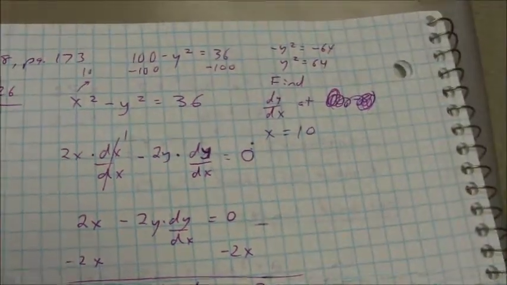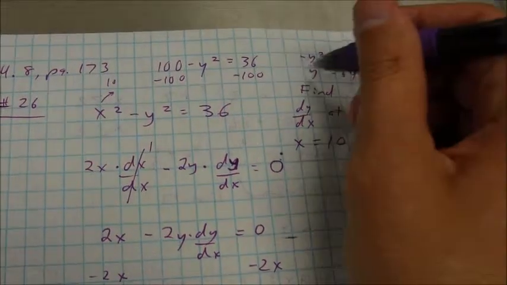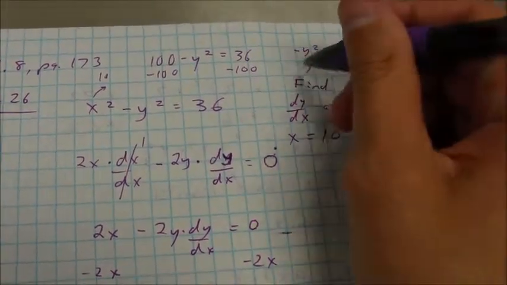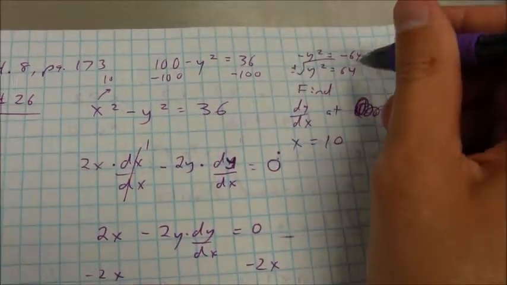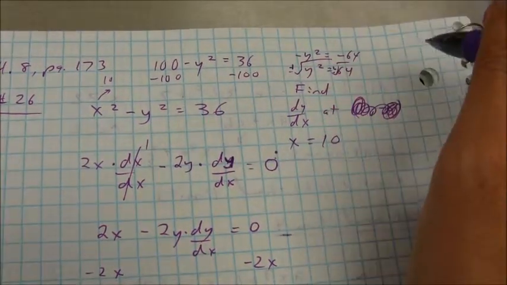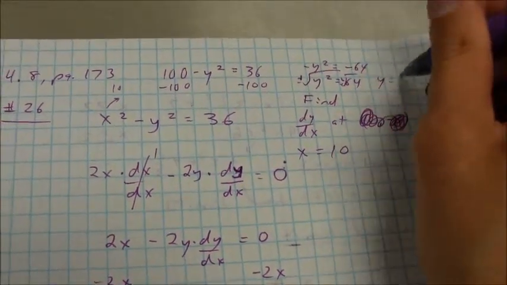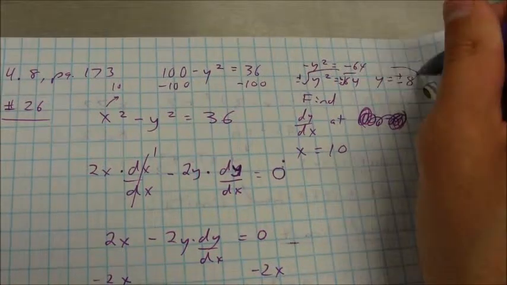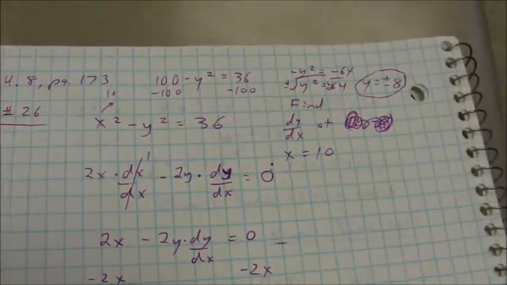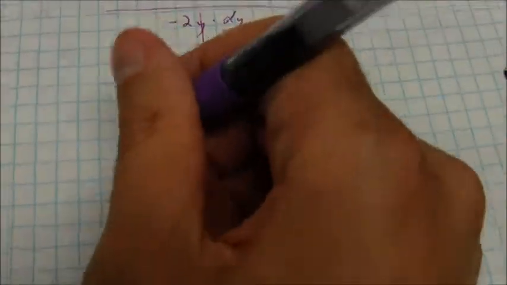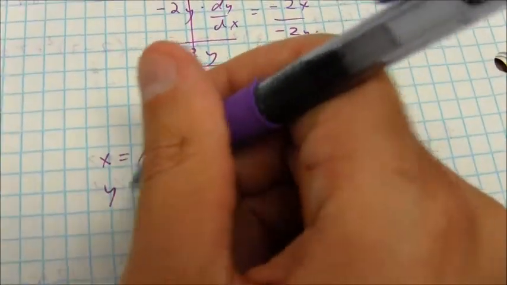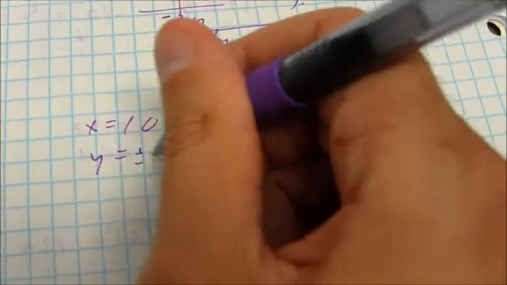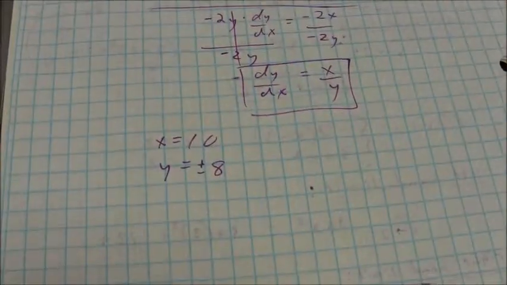And this is where you have to be careful. I'm taking a square root of both sides. Remember that there's a positive and a negative square root. So y is equal to either plus or minus 8. So I actually have 2 points here. I'm going to be substituting in 10 for x, and positive or negative 8 for my y value.